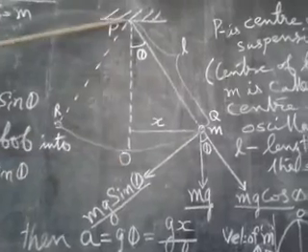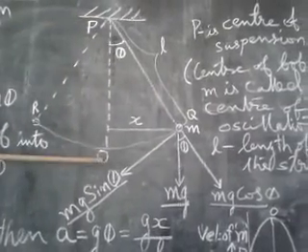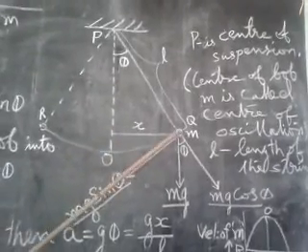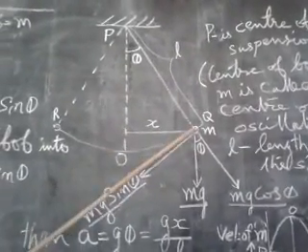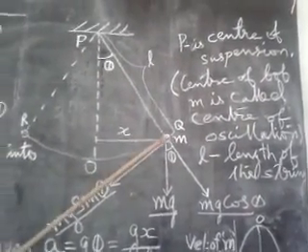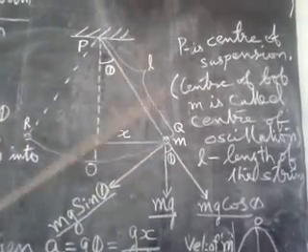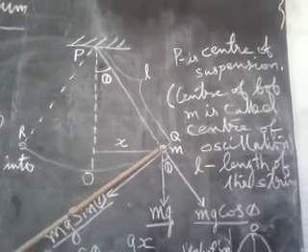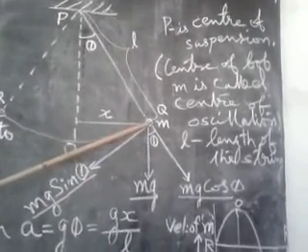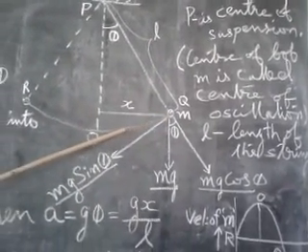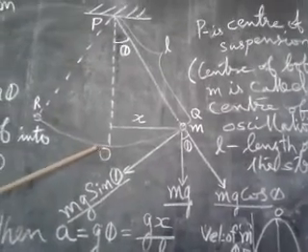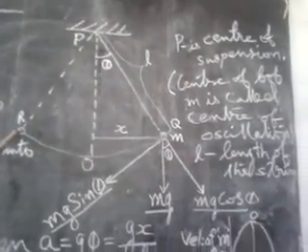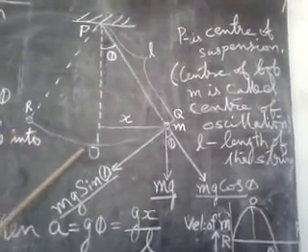This point is called the mean position. When the bob m is displaced by a distance and released, it starts moving along this path. This motion is called oscillation. When the bob is released from here, it starts moving and comes here, and after that it moves to the point R. Then from here it returns along its path.